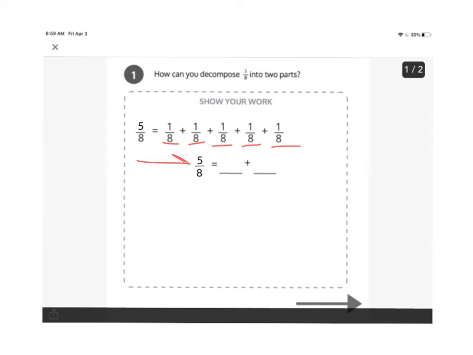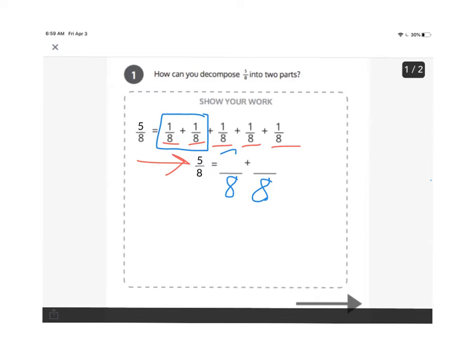Down here, now we're only going to be decomposing it into 2. So I know my denominator is not going to change because I'm not changing what the fraction is. I'm just changing how many pieces I'm breaking it into. So I'm still looking at 8s. I'm just going to look at different groupings of 8. There's a few ways you could do this. I'm going to start off by just picking out 2 of my 8s.